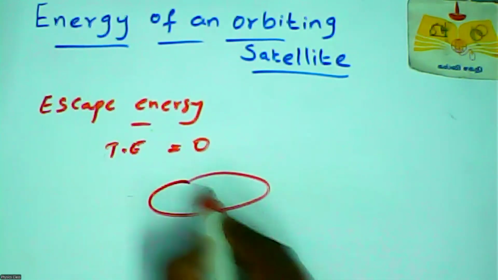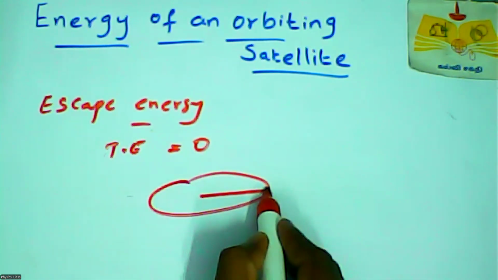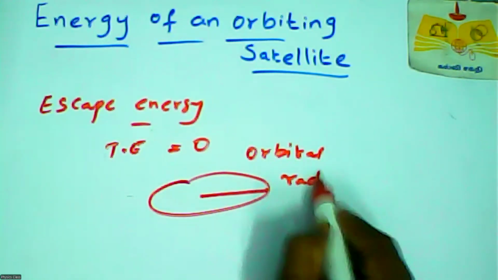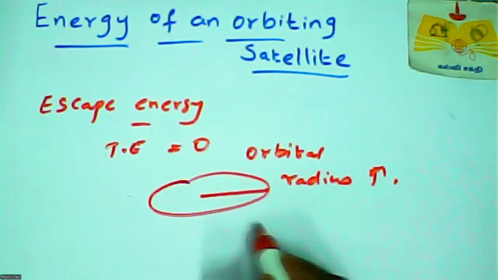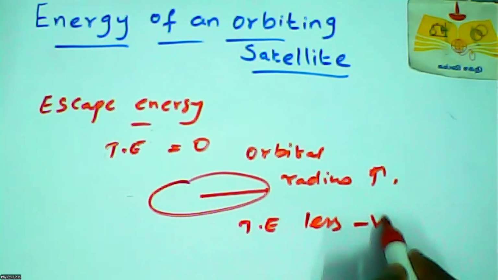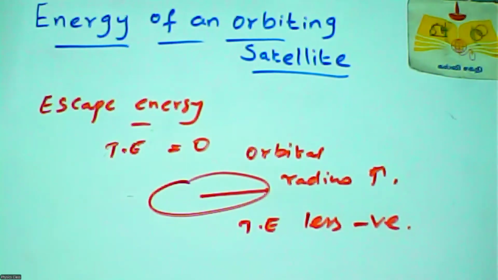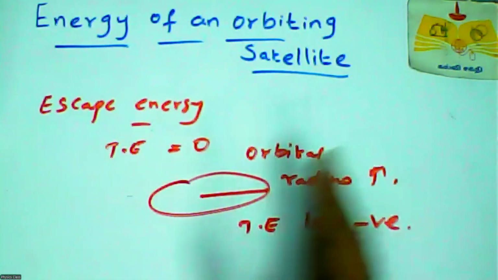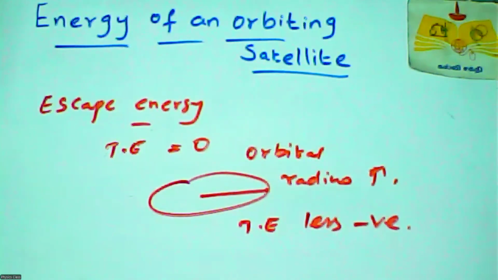Next point. As the orbital radius increases, the total energy becomes less negative. That is, it increases. Okay. So as the orbital radius increases, the total energy becomes less negative. So you can see that. Again, I will share the same simulation.